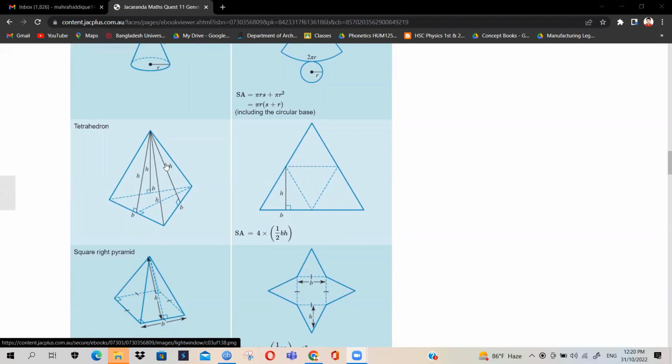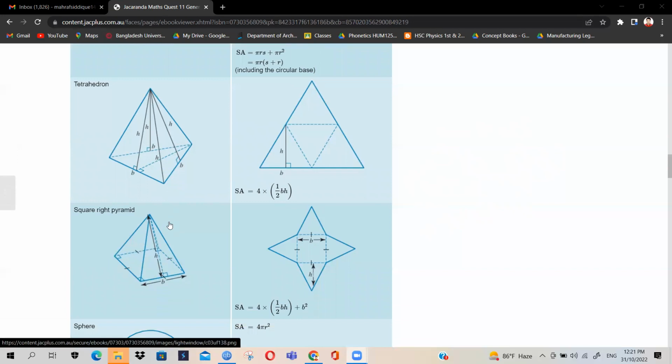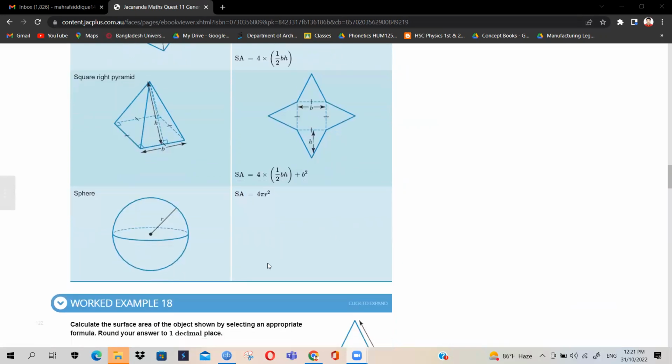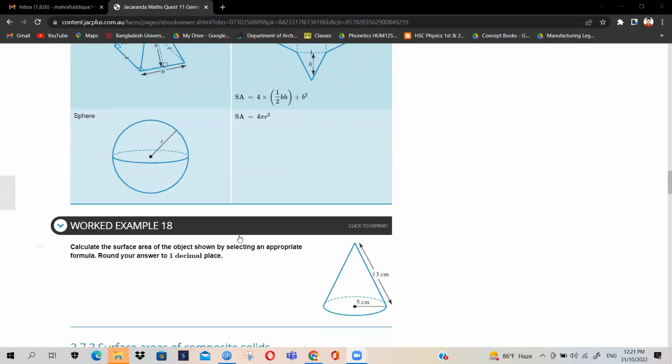Tetrahedron. I've already covered what to do in the case of tetrahedrons. For the triangular base, we have half times b times h. But in the case of tetrahedrons, all four triangles are the same, so that is why they have just multiplied it by 4. In the next case, square right pyramid, we have four triangles. For the four triangles, the area would be 4 times half times b times h, and for the square base, it would be b squared. And in the case of spheres, it is 4 pi r squared.